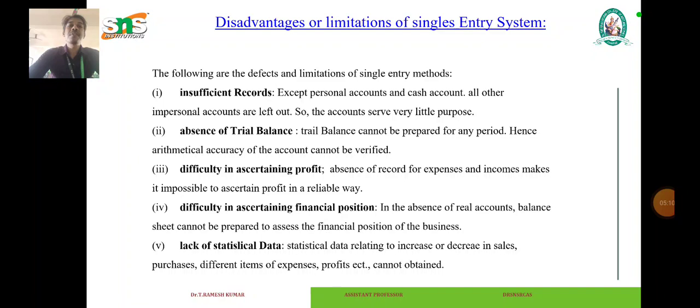Last one is lack of statistical data. Statistical data relating to increase or decrease in sales, purchases, different items of expenses, profits, etc. cannot be obtained.